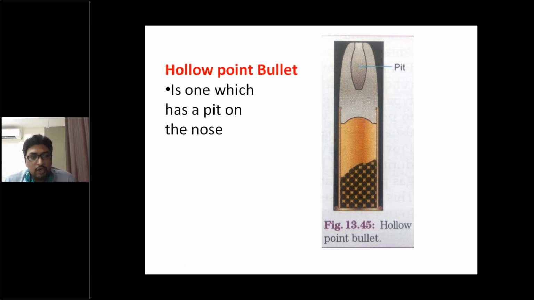The first one is the hollow point bullet. A hollow point bullet is one which has a pit on the nose. You can see here, this is a bullet, and at the tip of the bullet there is a hollow inside. So this is called a hollow point bullet.